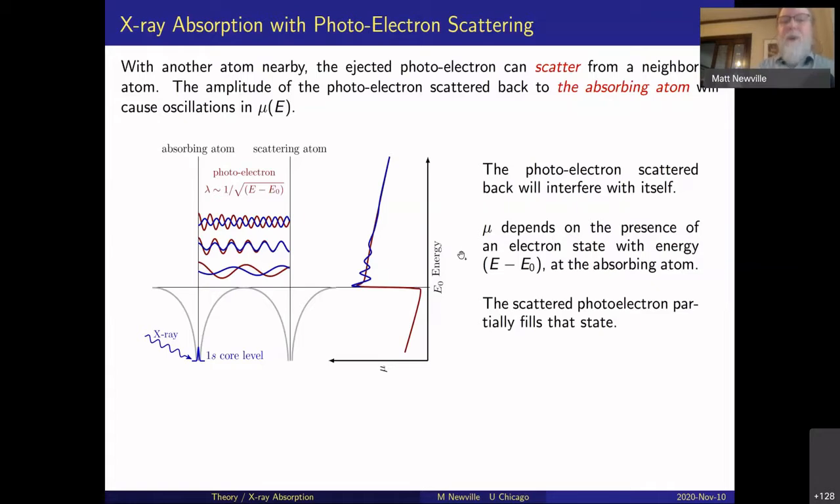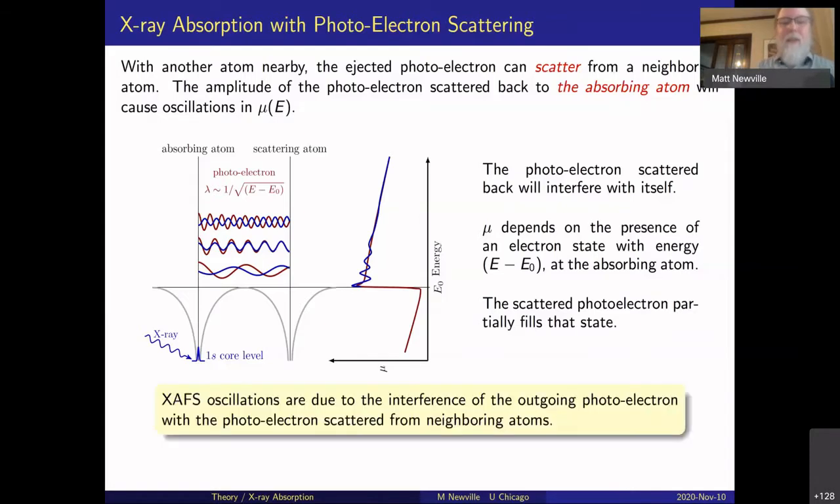So now the photoelectron absorption will have these oscillations in it, because whether this electron can go into that state at all is modulated by the fact that it wants to backscatter, and so put some electron density there, thereby decreasing, or if it's negative, increasing the density of states. It all seems like quantum mechanical magic, but that's how it works. So the XAS oscillations are due to the interference of that outgoing photoelectron with the photoelectron scattered by the neighboring atom.